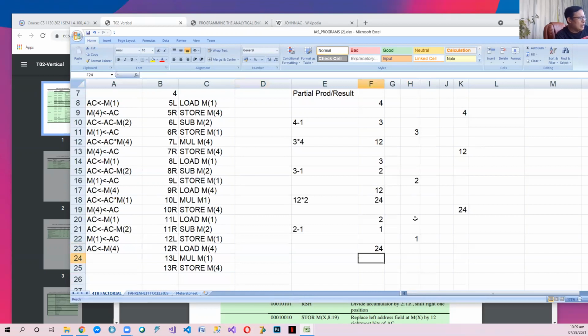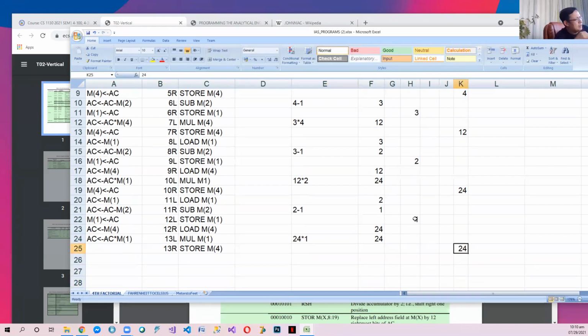Mul M of 1. So AC receives AC times M of 1. So the actual value for this is 24 times 1. Do you follow? So the accumulator becomes 24. And then we store M4. The resulting value is our final value, which is 24. So store M4 means M4 receives AC. Do you follow? I'm going to upload this.